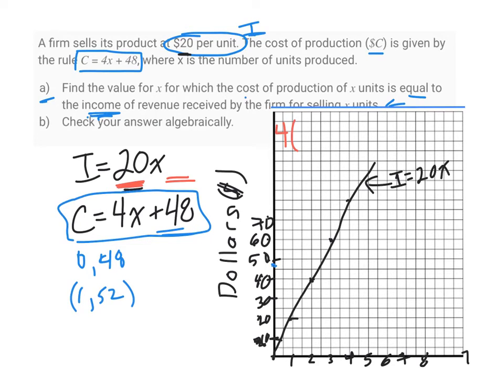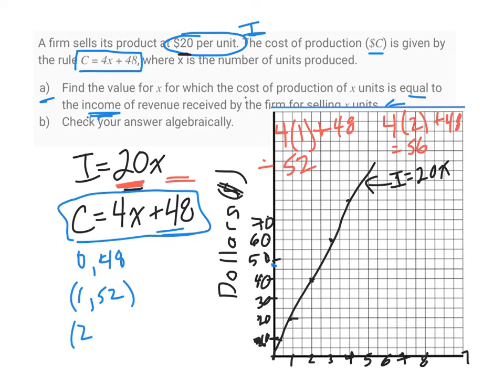In my head I knew that 4 times 1 plus 48 equals: 4 times 1 is 4, 4 plus 48 is 52. For my next point, I'm going to go 4 times 2, which makes 8, plus 48, and 48 plus 8 is going to give me 56. So that's going to be my next point.